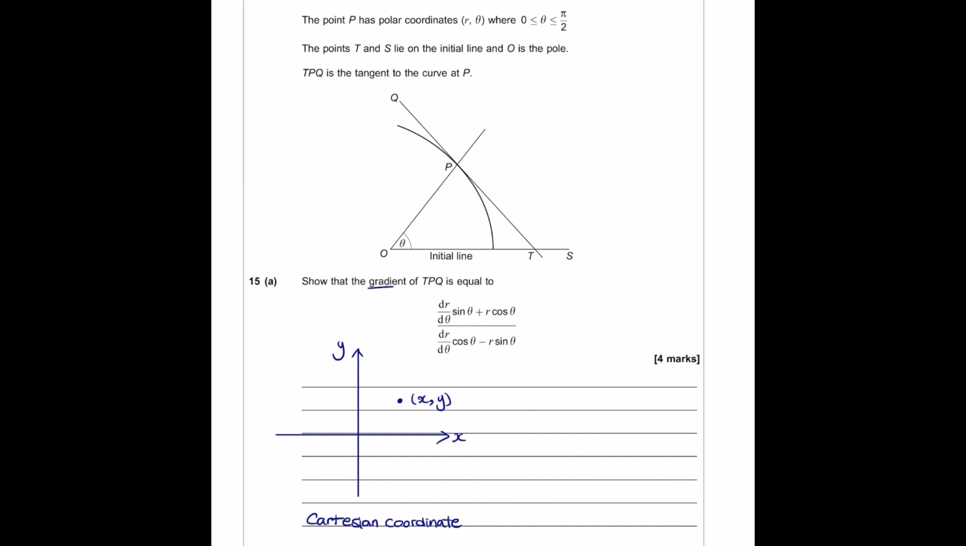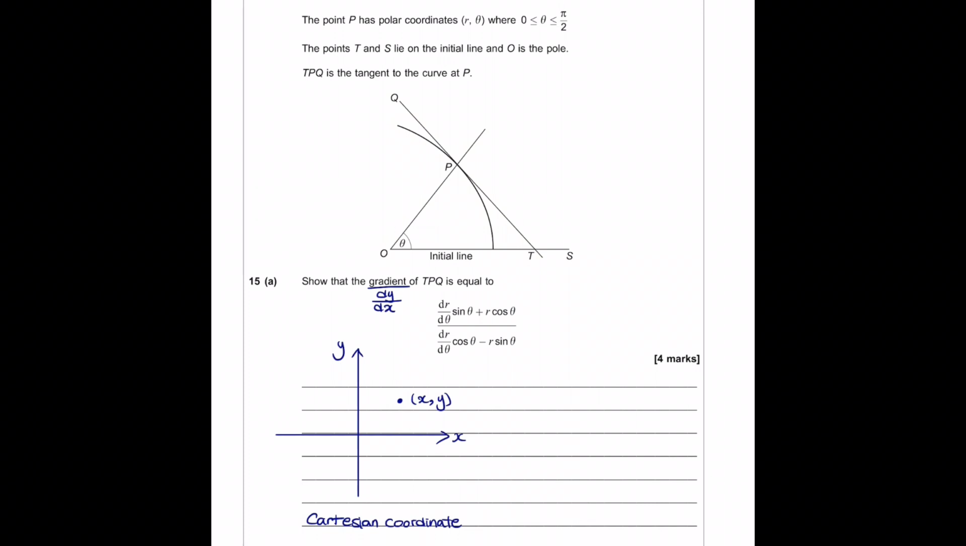Question 15. This question is about polar coordinates, which have r and theta. And the first part, part A, is asking for the gradient, where the gradient is defined to be dy over dx in the Cartesian coordinate. So we have to know how we can convert between the Cartesian coordinate and the polar coordinate.